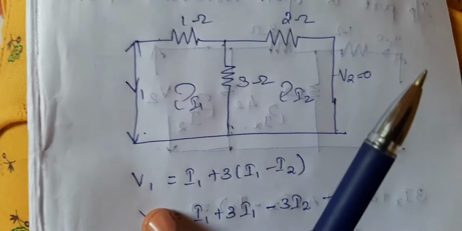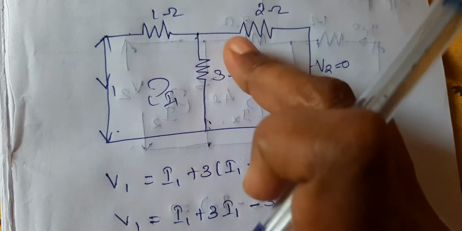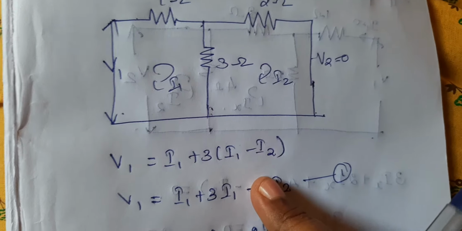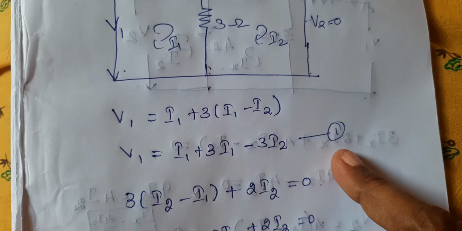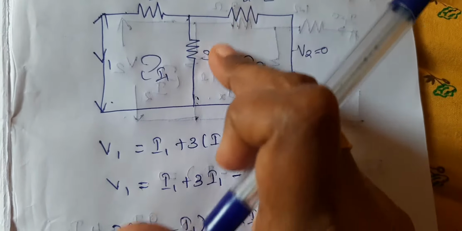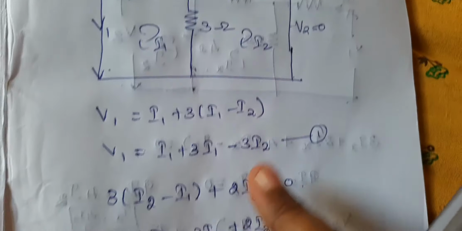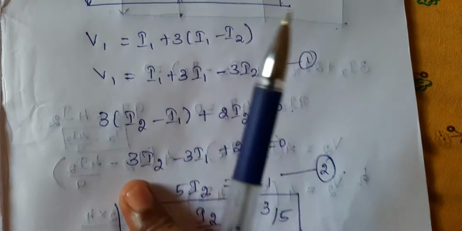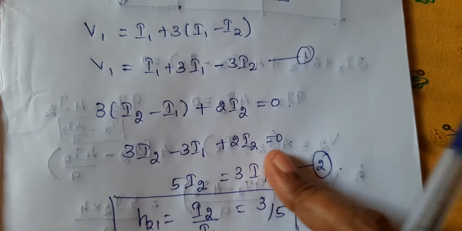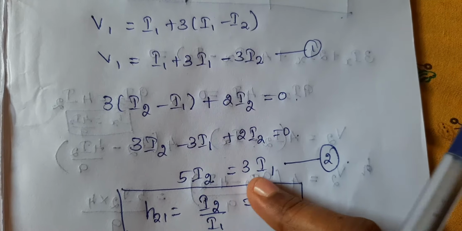It is V1 equal to 1 into I1 plus 3 into (I1 minus I2). Now simplify this, you get this equation. Now apply the second loop: 3 into (I2 minus I1) plus 2I2, which is equal to 0. So 3I2 minus 3I1 plus 2I2 equal to 0. So 5I2 equal to 3I1.